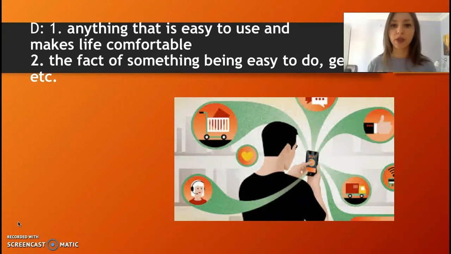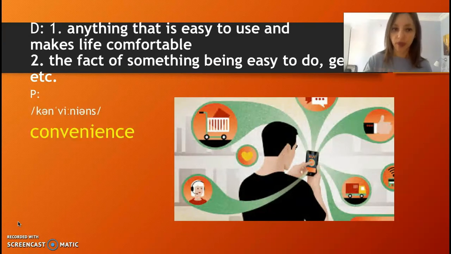Okay, here is my word, convenience. Convenience also means the fact of something being easy to do, get to, etc. So, can you now repeat the word? Convenience. Convenience. Here's the spelling.